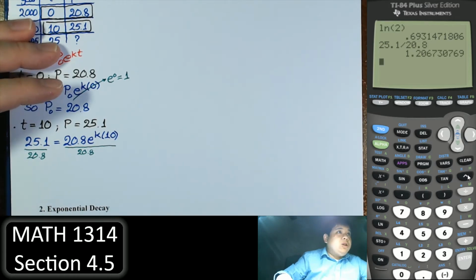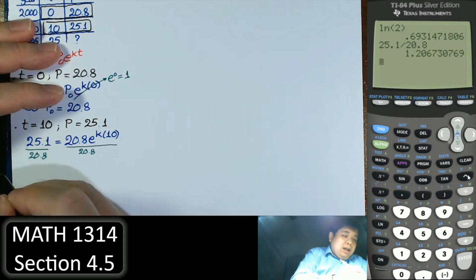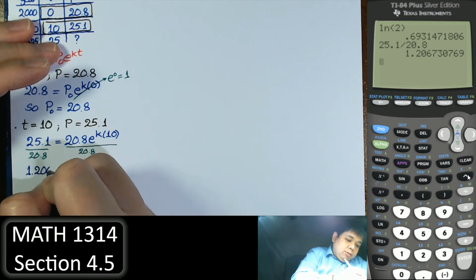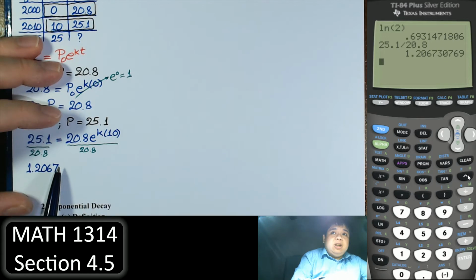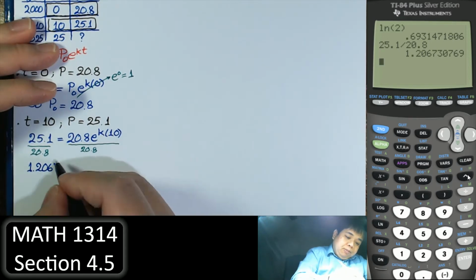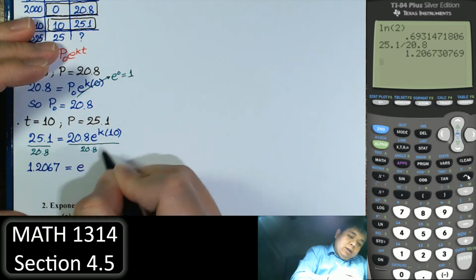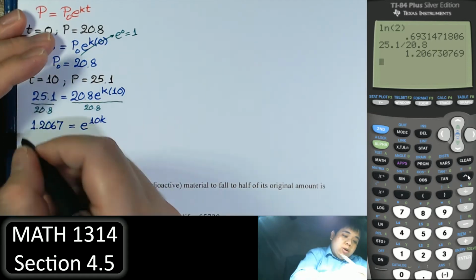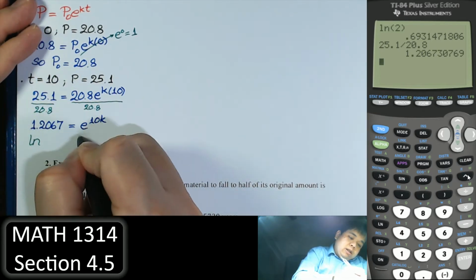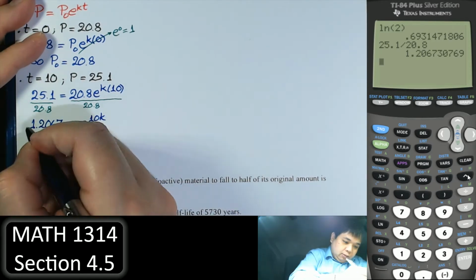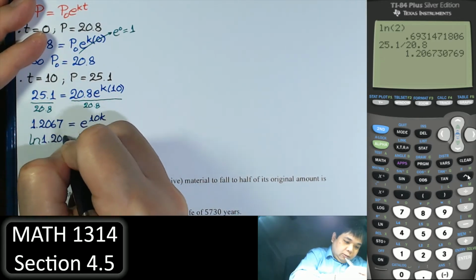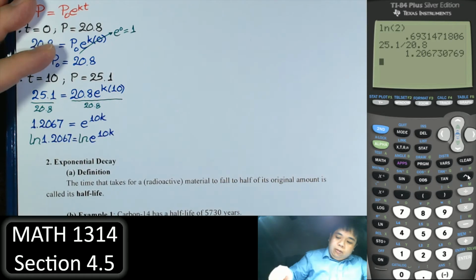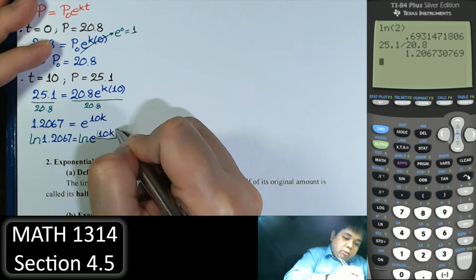So that gives us 1.2067. I just write a few decimal places on the calculator. I'm using the whole number. And then e to the 10k. Once again we solve for the exponent, so we take ln on both sides. That allows us to bring down the exponents.